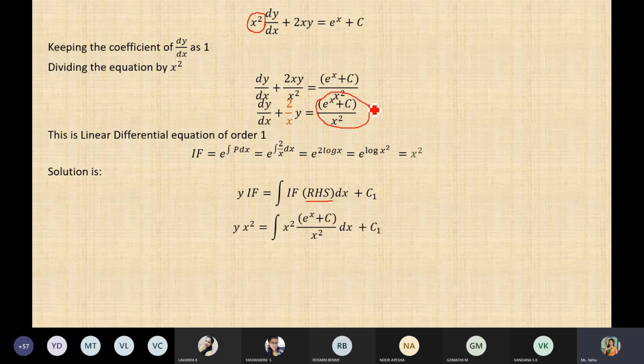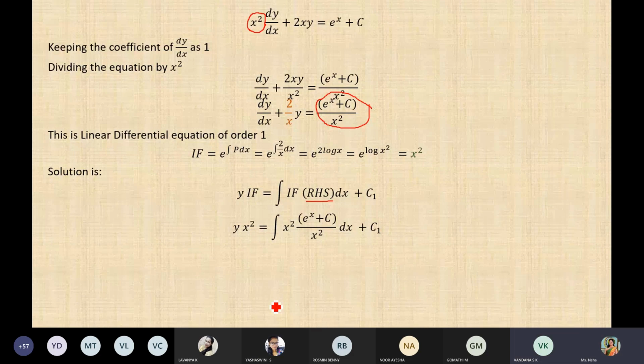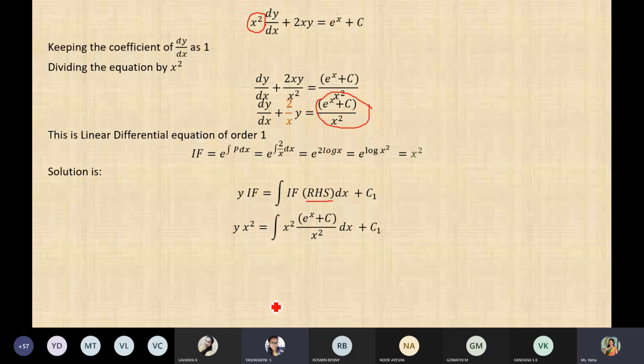Now let's substitute everything. Y into x square is equals to integration x square into e power x plus c divided by x square into dx plus c1. So what will be the answer? We have reached the last step. Can you tell me the answer? Yx square is equals to e power x plus c. What is the integration of c? Xc plus c1.